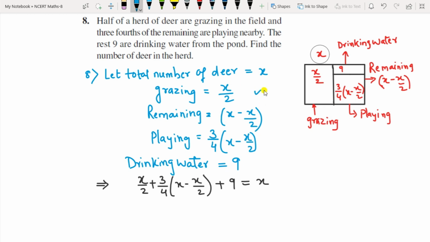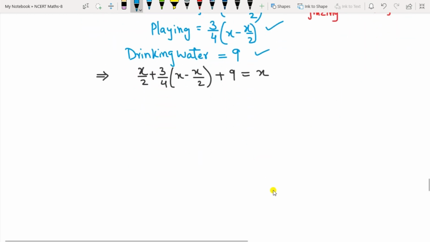So you need to add here grazing, then the playing and drinking, that total counts out to be total number of deer, that is x. Now solve this equation by taking the LCM. First multiply 3 by 4 inside the bracket. So it is x by 2 plus 3x by 4 minus 3x by 8 plus 9 equal to x.